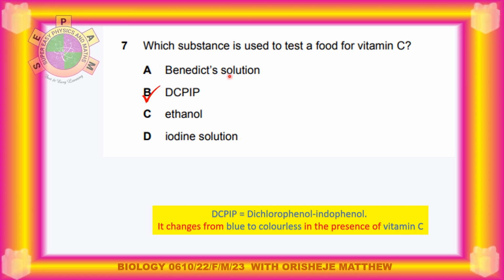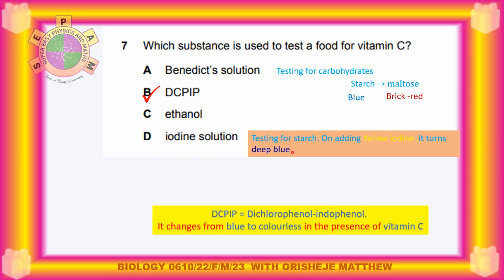But let me just explain the use of Benedict's solution and iodine solution in food tests. When you want to test for carbohydrates, especially reducing sugars, that is, glucose or maltose: if you have ordinary starch and add Benedict's solution, the color is blue. But if the starch is broken down to maltose, which is a reducing sugar, then the color will turn red. So the presence of reducing sugar, glucose or maltose, will turn the color from blue to red.